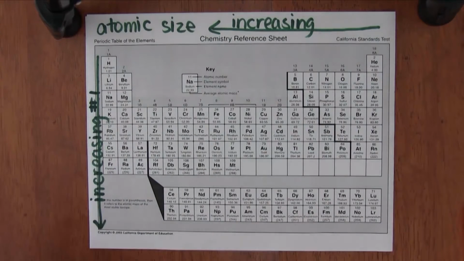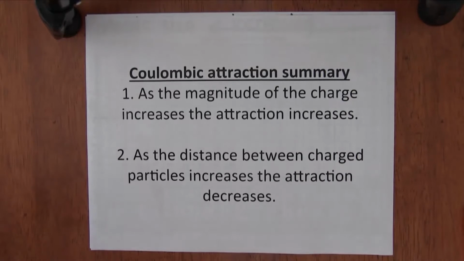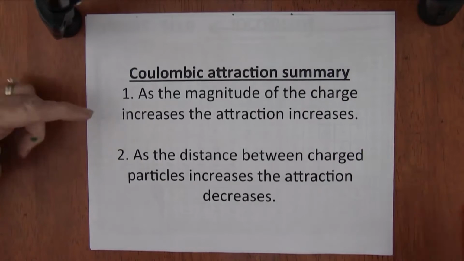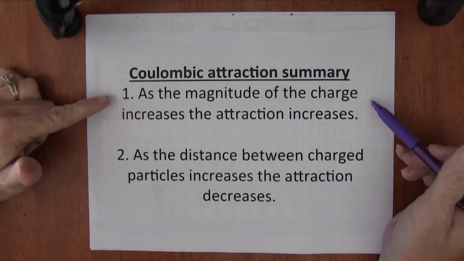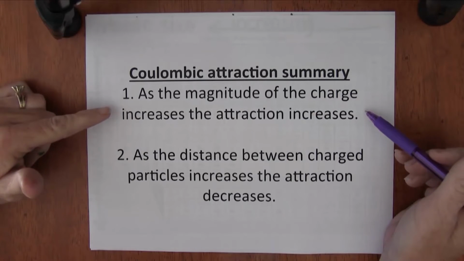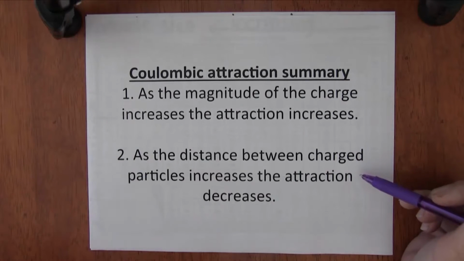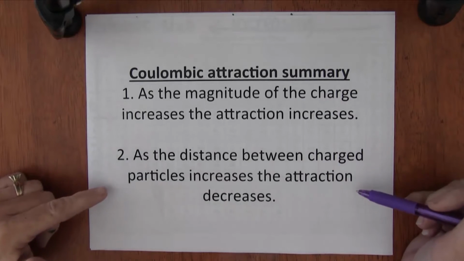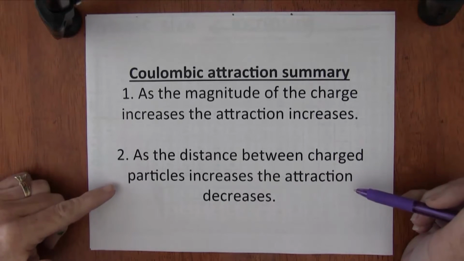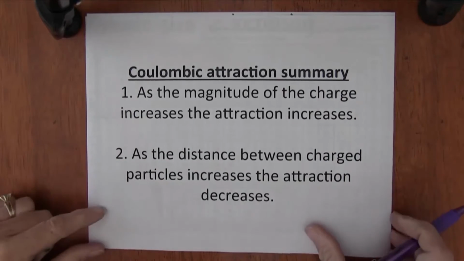So looking at that, what you're going to see is we need to explain it a little bit. For the A, you'll be able to explain. So here's Columbic Attraction, a bit of a summary. It just says as the magnitude of the charge increases, the attraction increases. More protons, more attraction. As the distance between the charged particles increases, the attraction decreases. More energy levels, less attraction. You can pause and copy this if you need.